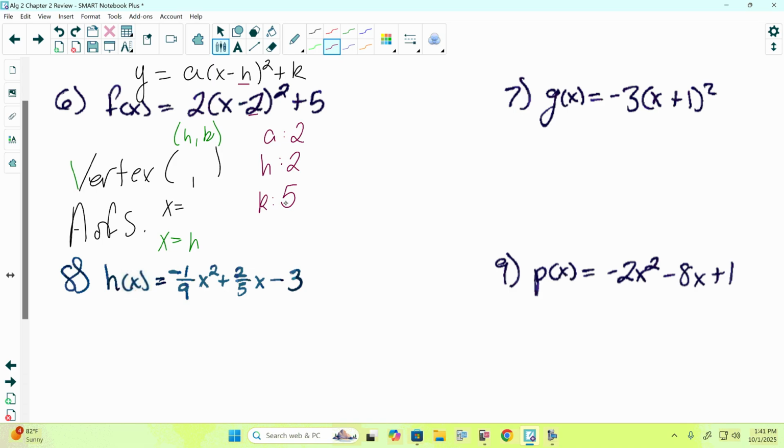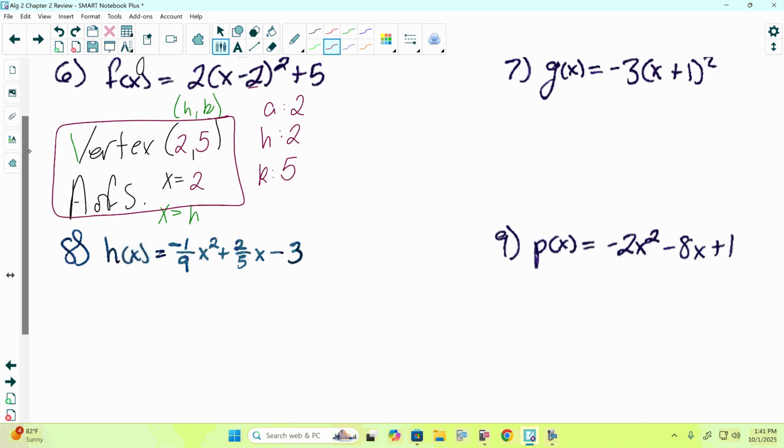Vertex is what? H comma K. H is 2, K is 5. So the vertex is the point 2 comma 5. Axis of symmetry, x equals h. So here x equals 2. That's it. We would do the exact same thing for number 7.